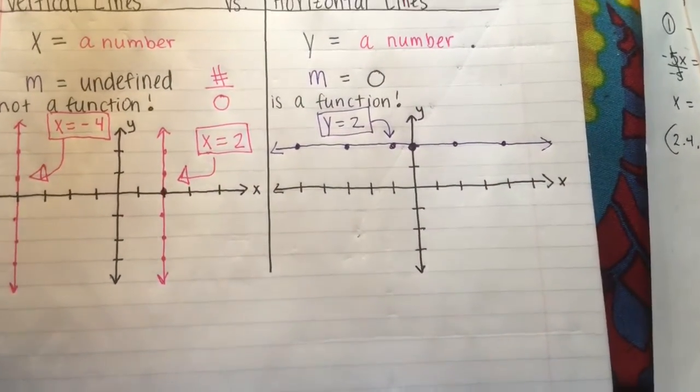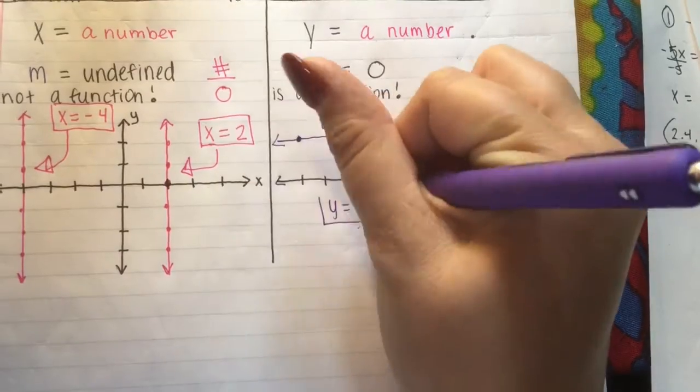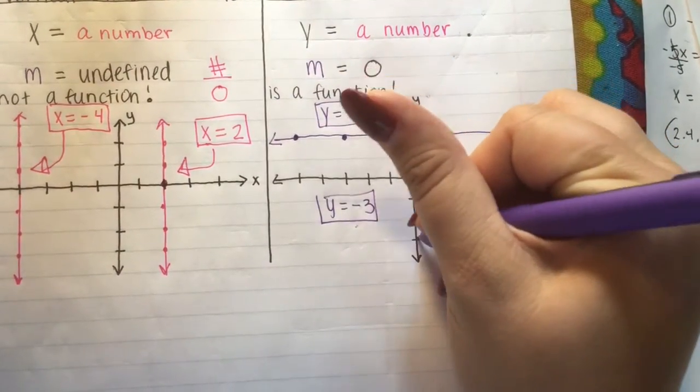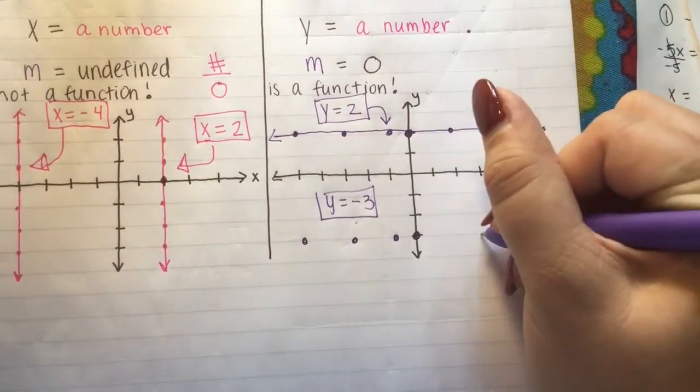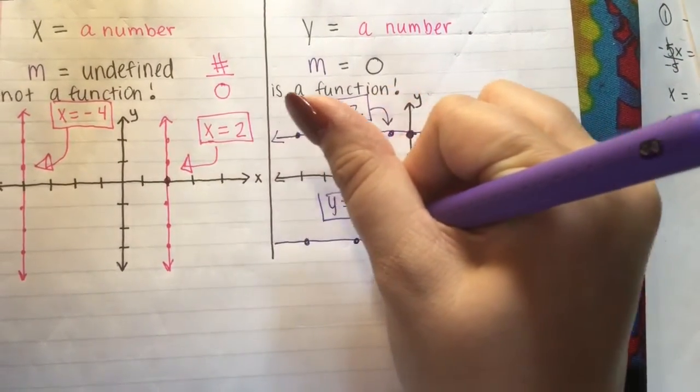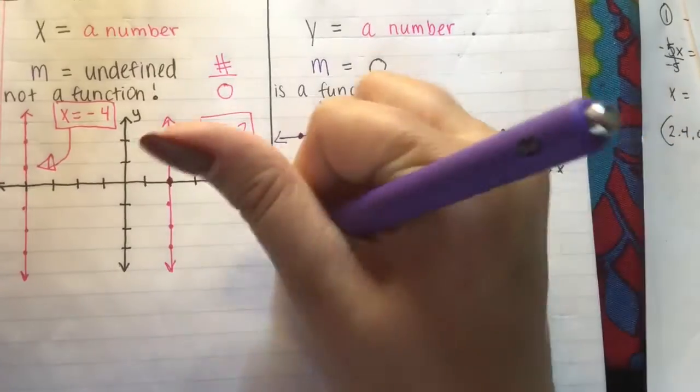We'll go ahead and take a look at a different example, like y equals -3. Notice how for a horizontal line, I move to the left and to the right as many times as I want, but I move up and down 0, which is why my slope here is 0.